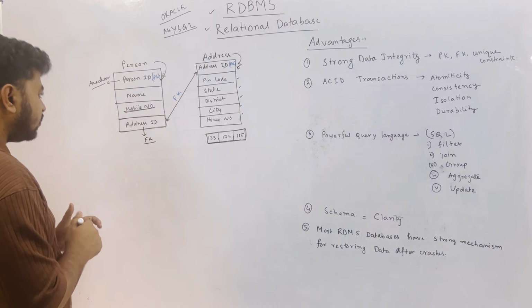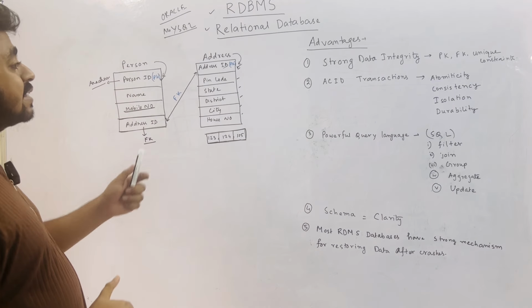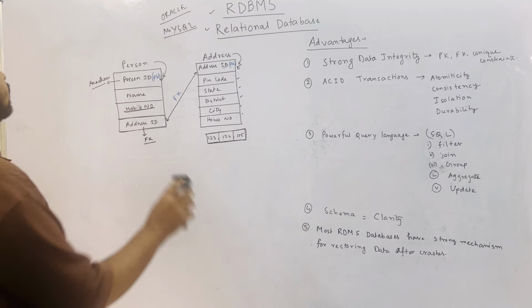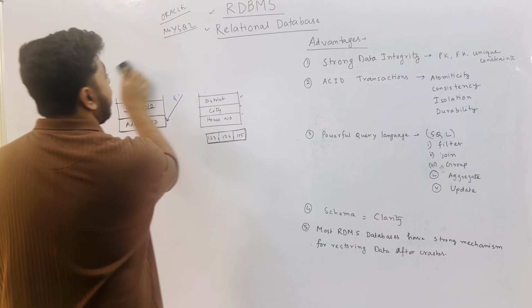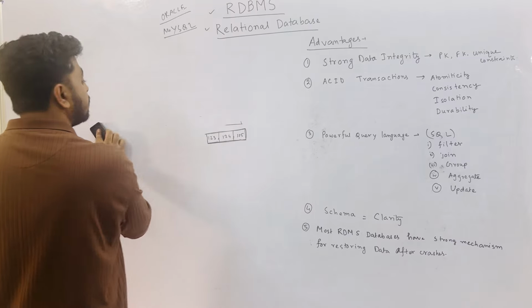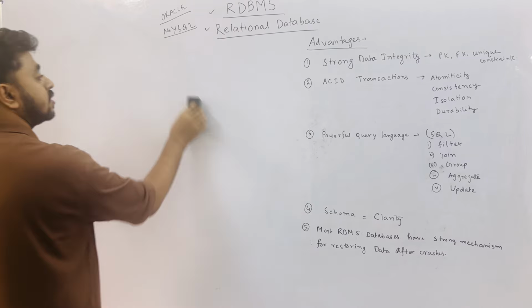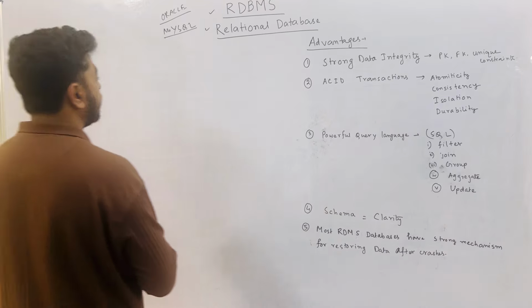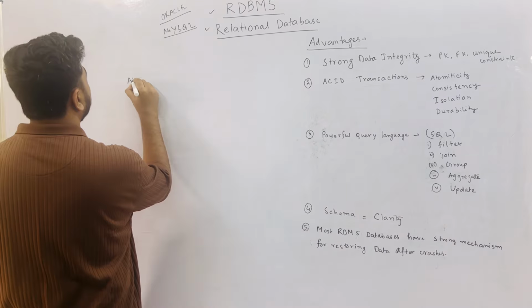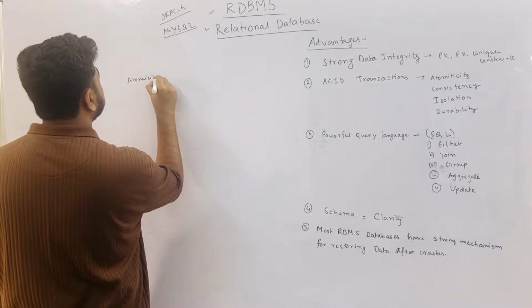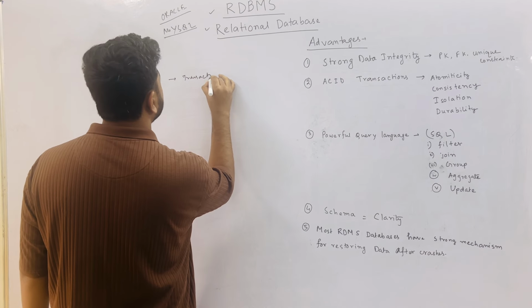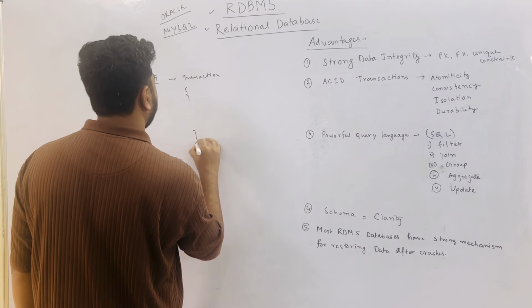The next big advantage is ACID transactions. ACID means A is atomicity, C is consistency, I is isolation, D is durability. I will just give a high-level overview. Atomicity means, for a particular transaction, a database transaction is a set of queries.